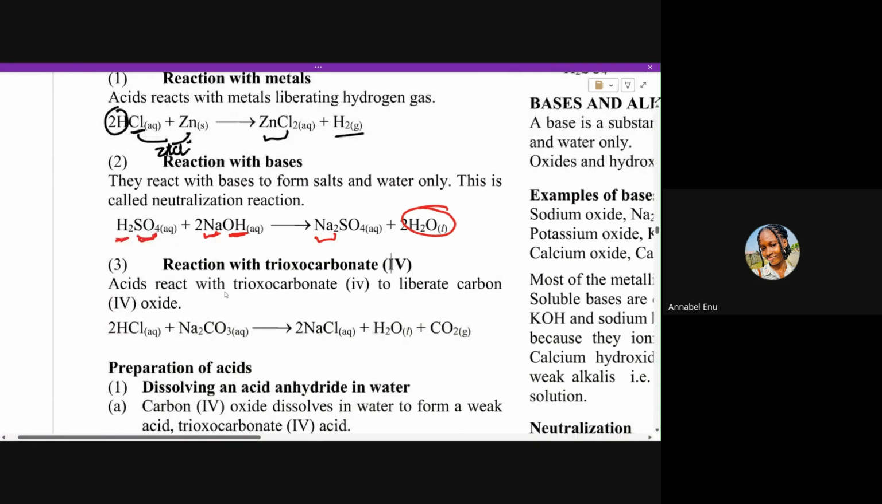Now, reaction with trioxocarbonate. Trioxocarbonate is also a kind of base, so it's acting as a base in this situation. And so that is why in the product we see salt and water also formed.